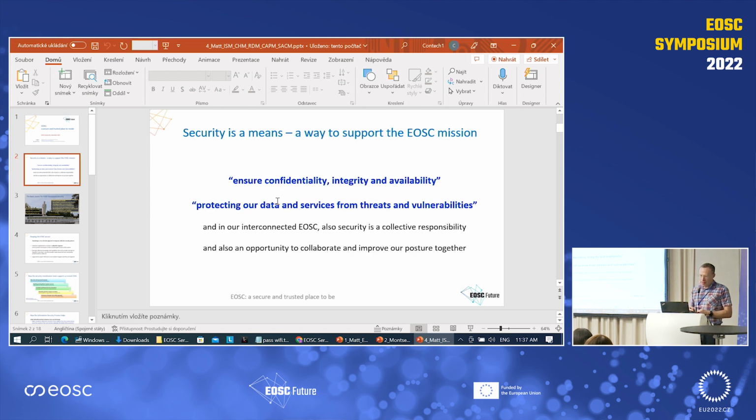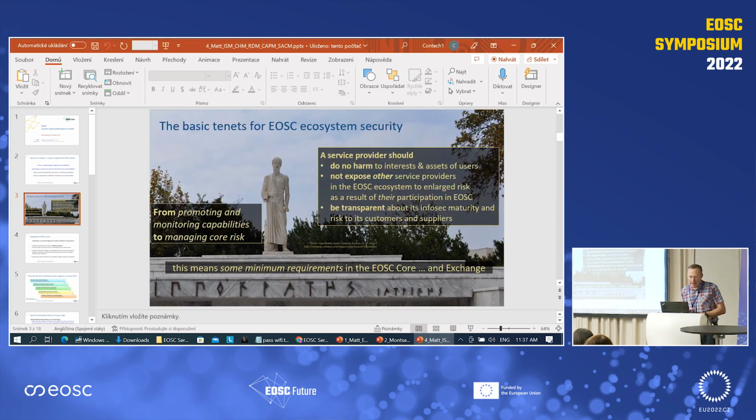How do we achieve trust? So security is a means, a way to support the EOSC mission. It ensures confidentiality, integrity, and availability, protecting our data and services from threats and vulnerabilities. The basic tenet of EOSC security, the ecosystem security, really boils down to one thing: the service provider should do no harm to interests and assets of users. This harks back to the Hippocratic Oath, which is used in medicine: do no harm.